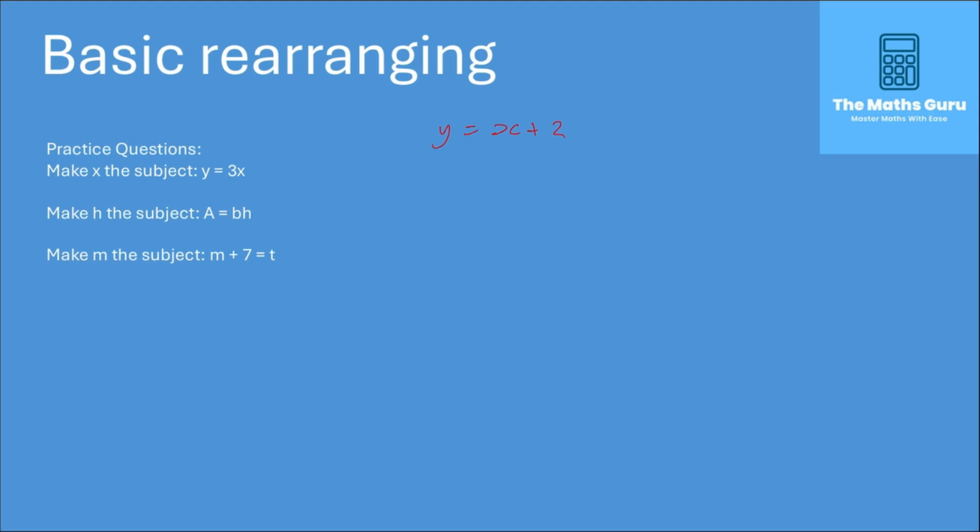To do this, we do the opposite of the operation applied to reverse it to get x by itself. In this case, we're going to have to minus 2 from both sides to get y minus 2 equal to x. And that is how we reversed the operation applied to x to make x the subject of the formula. As you can see, x is on its own on one side of the equation. So that's what we mean by making a certain variable the subject of the formula.